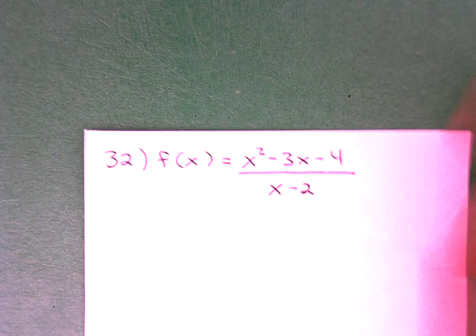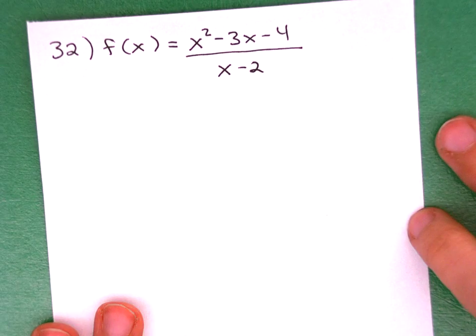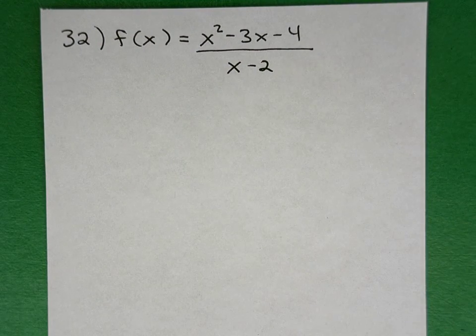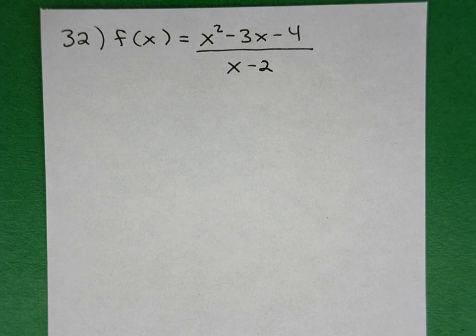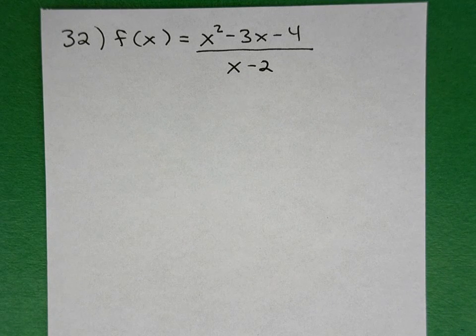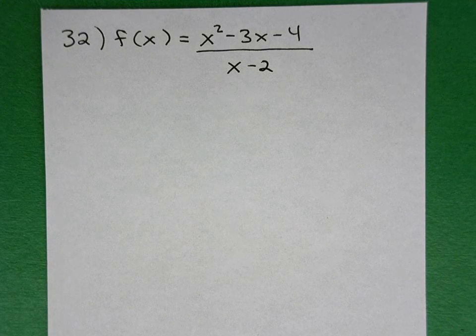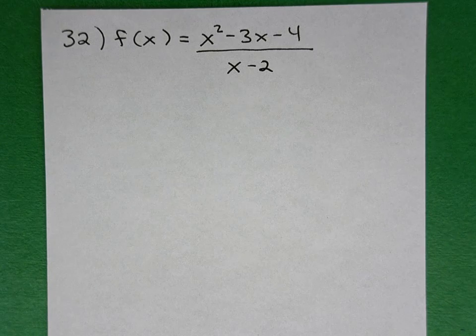Okay, so to demonstrate this process one more time, I went ahead and selected number 32. Number 32 says f of x equals x squared minus 3x minus 4 all over x minus 2. When I'm looking at this function, I do notice that in my numerator there, I could factor it if I wanted to. Personally, I'm going to choose not to, but you could. It might be advantageous if it's simplified. In this particular case, it won't though, so I'm just going to leave it.